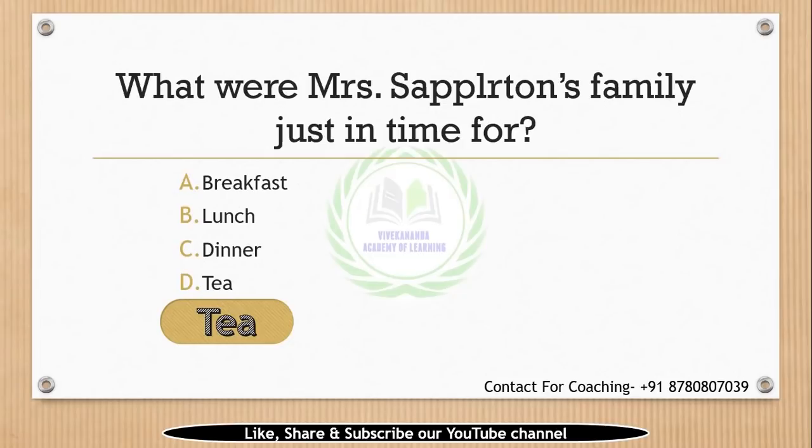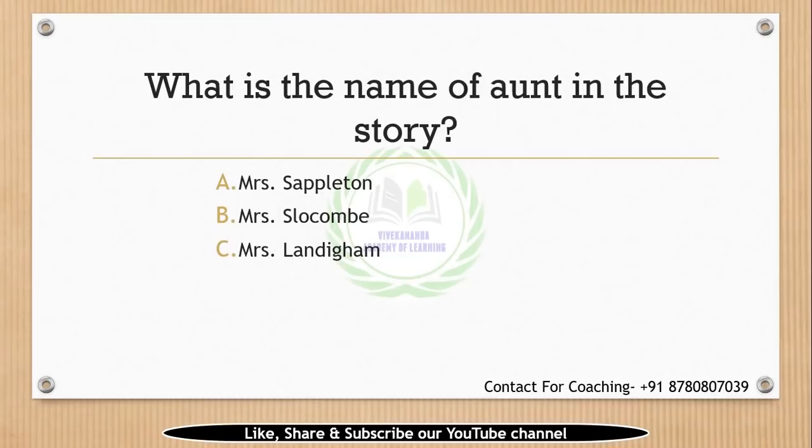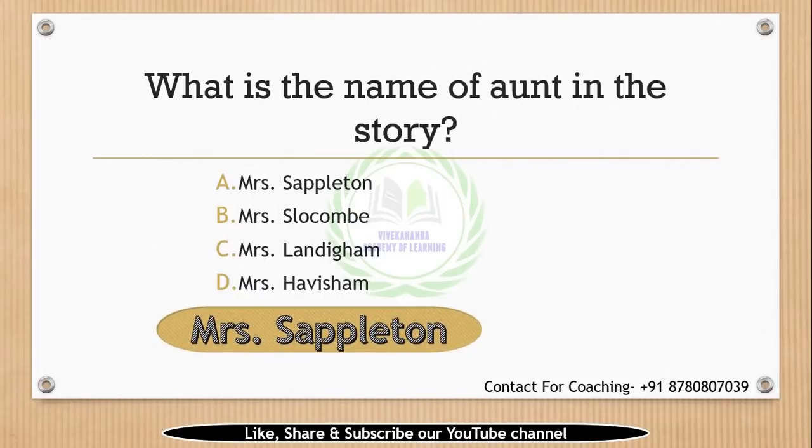Okay. Next question. Next question is, what is the name of the aunt in the story? Options are A. Mrs. Sappleton, B. Mrs. Slocombe, C. Mrs. Landingham, D. Mrs. Havisham. So the correct answer is Mrs. Sappleton. Next question.